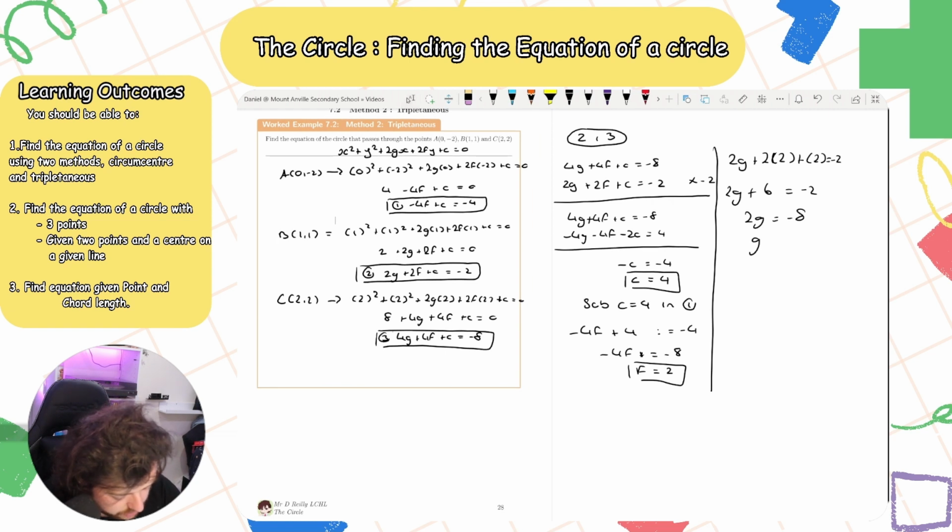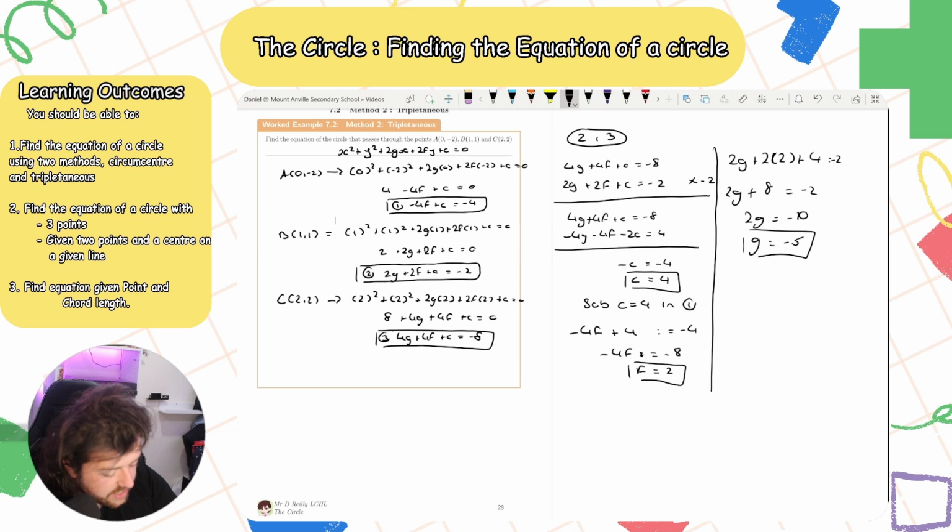No, sorry, 2g plus 2 times 2 plus c, this is a 4. So I'm subbing into equation 2. This is plus 8, and this is going to be a minus 10. And g is equal to minus 5. So now that I have f, g, and c, I just sub it into my original equation here.